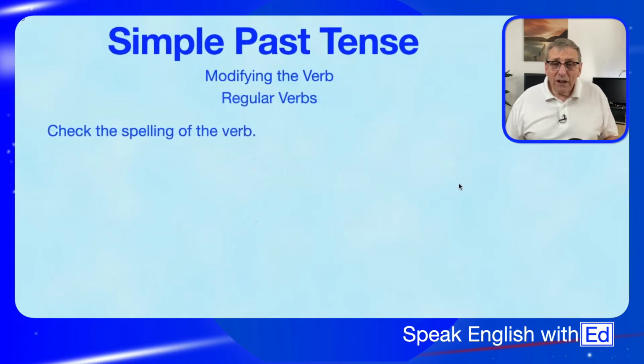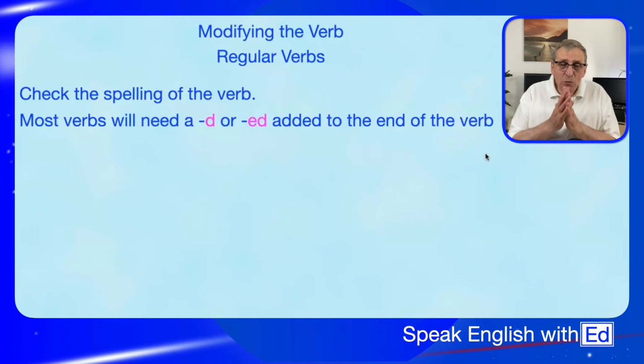So with regular verbs, these are just a wee tiny bit different because you need to check the spelling of the verb, the way that the verb is spelled. Most verbs, the majority of verbs that you come across, are going to end up with either a D or an ED. Just add them to the end of the verb. Let me give you some examples.